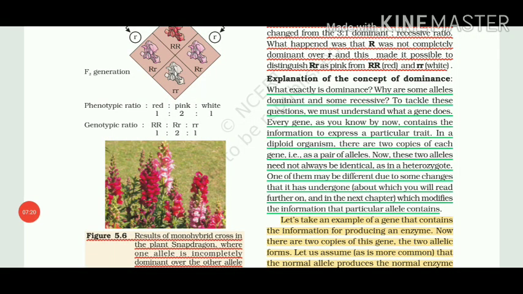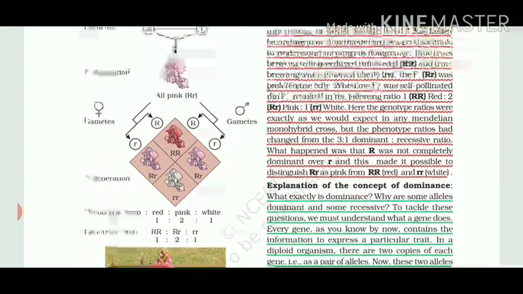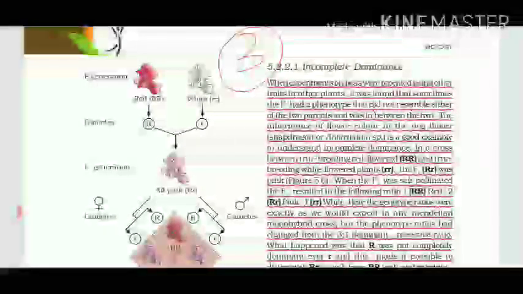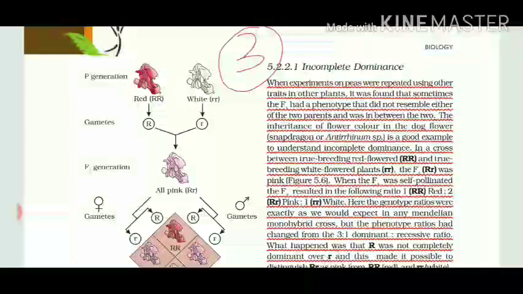So how are we going to start with this? Whenever we take up 2 parents, number 1 is capital R, red, and the second one is taken as small r, white. The gametes formed will be capital R and small r. So what we get in the F1 generation is a combination of the 2, capital R and small r. The flower color will be pink. It will be neither red nor white.